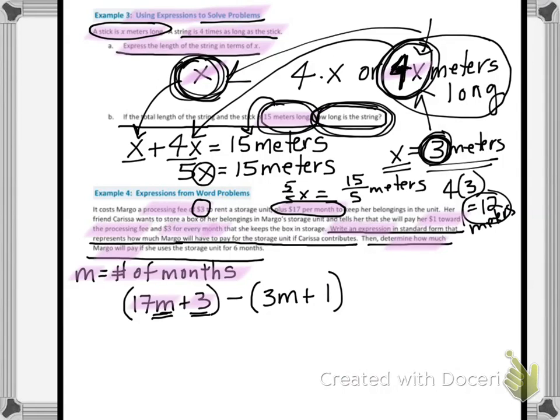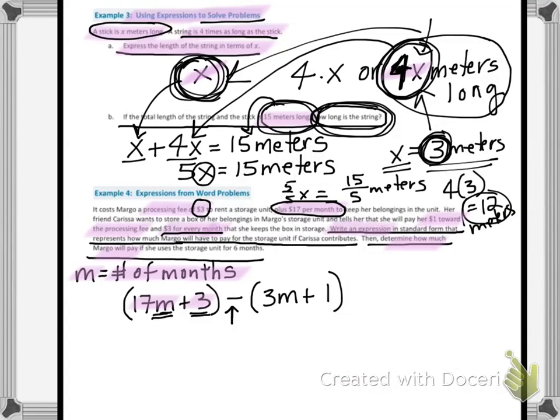It's not going to be, you're not going to multiply that by anything, okay? It's going to stay just 3, all right? And now what I did is I went ahead and subtracted away. I just put my subtraction sign here because I'm going to subtract away what Carissa is going to give her to use her unit. To use her unit, she said she would pay her $3 every month.